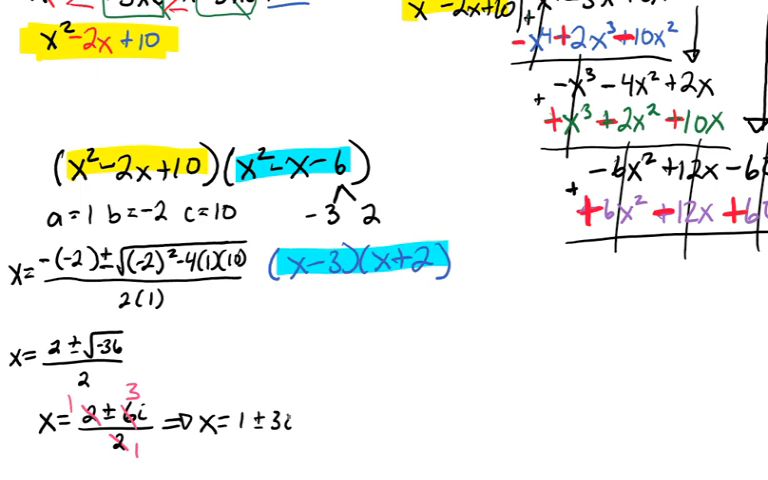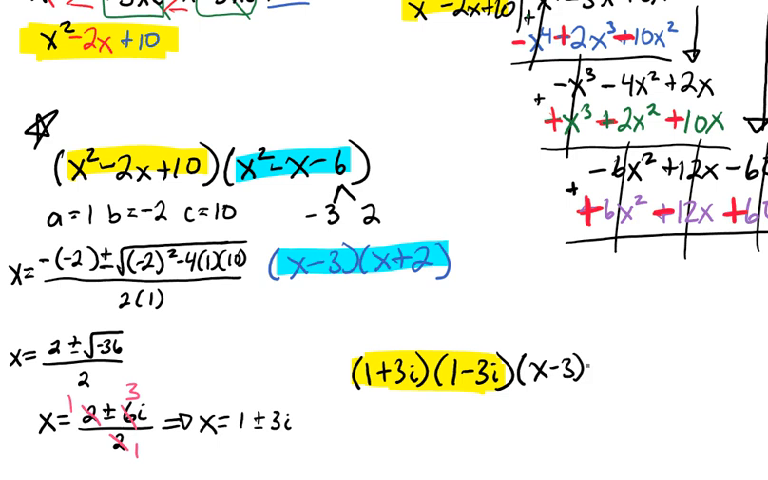And so this is going to make up our factored form for x squared minus 2x plus 10. So we'll have 1 plus 3i and 1 minus 3i. And so that makes up the factors for our x squared minus 2x plus 10. And then we're going to have our x minus 3 times our x plus 2, and that makes up the factors for x squared minus x minus 6.